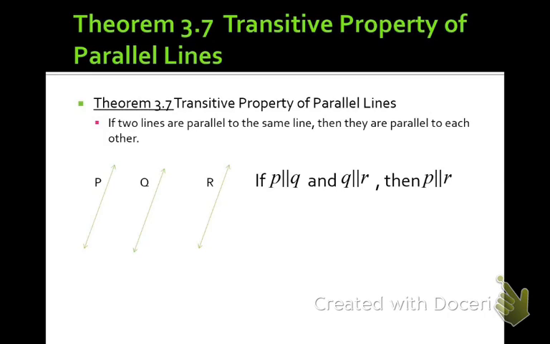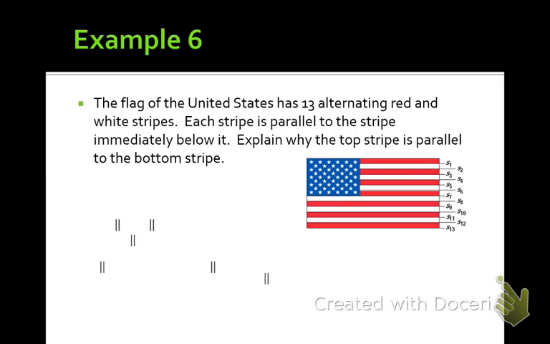It looks just like transitive, sounds just like transitive, and so we call it transitive. It's just a different transitive for parallel lines instead of congruence, but it doesn't matter. We just call it transitive and we're good. And so we can use that as well.